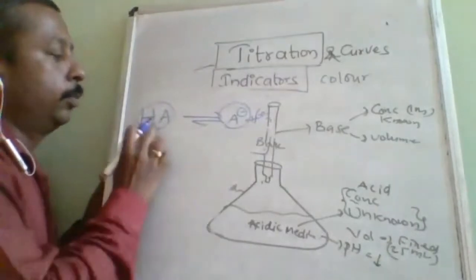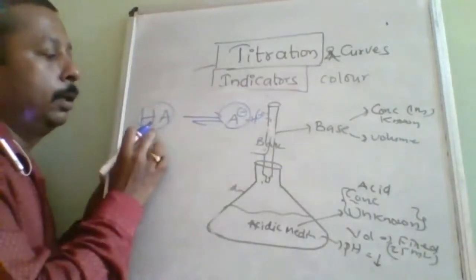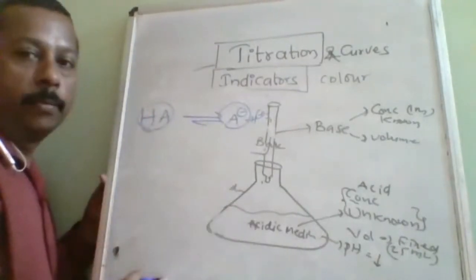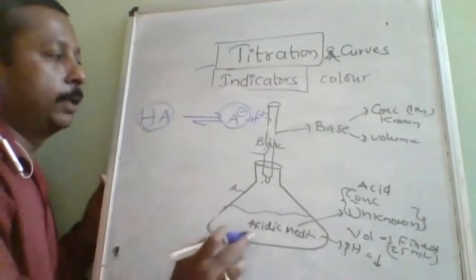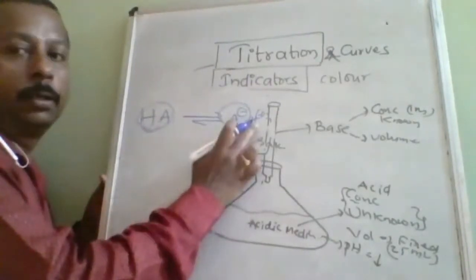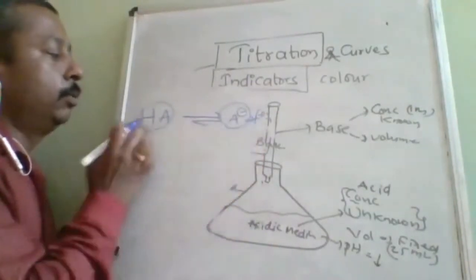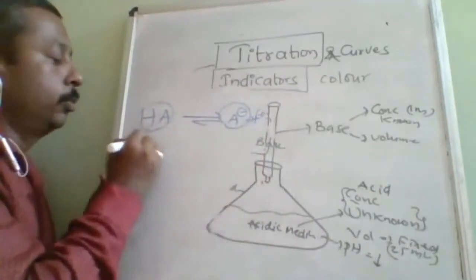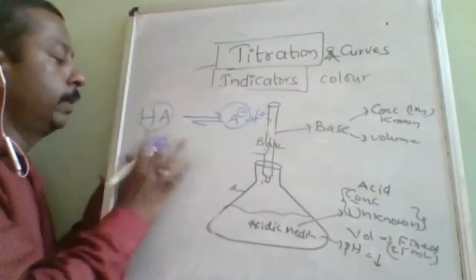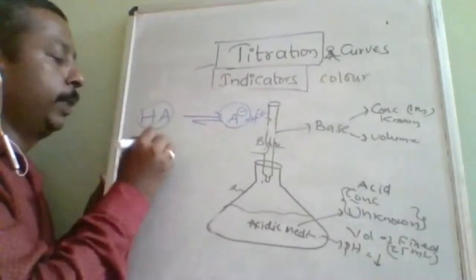Suppose HA is kept in acidic medium. The acid will provide H plus, so this H plus will pull it towards HA. Suppose the color is color 1. Otherwise, I will take pink as an example.